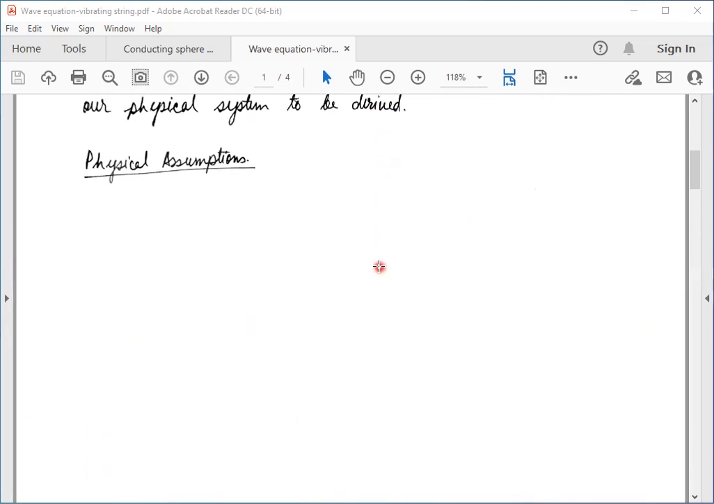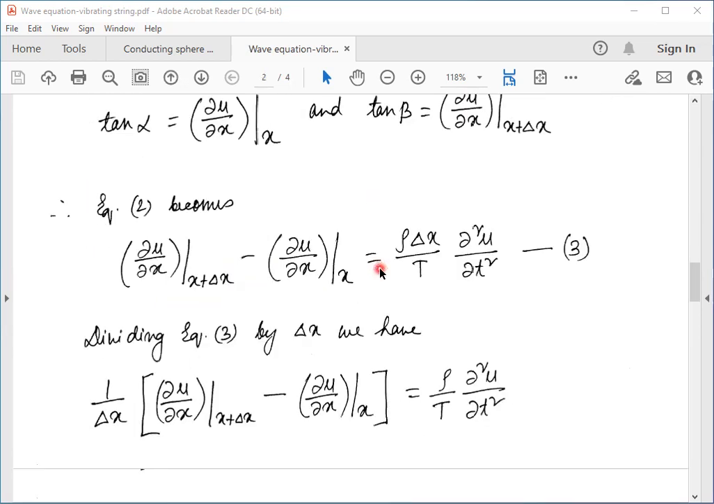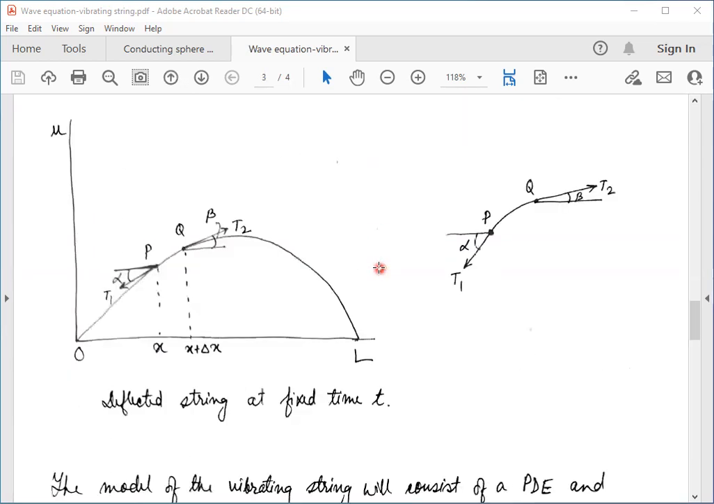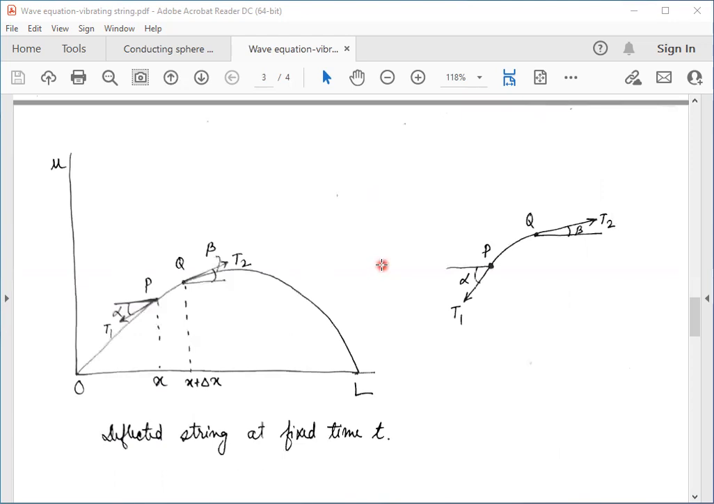I think there has been some page jumbling though. So first page, okay, what do we have here? We have a string stretched along the direction of the x-axis. At x equal to 0, one end of the string is fixed. At the other end, at x equal to L, the other end of the string is fixed. Then we make the string vibrate, oscillate. We make the string oscillate about the x-axis. Okay, so this is the picture.